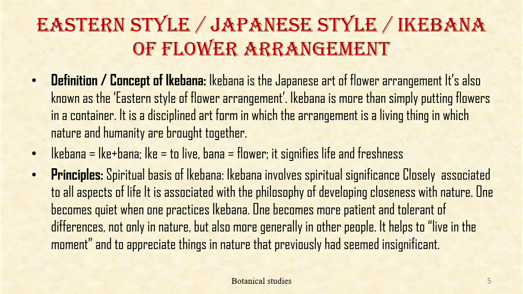Eastern style is also called Japanese style or ikebana of flower arrangement. Definition and concept of ikebana. Ikebana is the Japanese art of flower arrangement. It is also known as Eastern style of flower arrangement. Ikebana is more than simply putting flowers in a container. It is a disciplined art form in which the arrangement is a living thing in which nature and humanity are brought together. Ikebana is the combination of Ike plus Bana. Ike means to live and Bana means flower. It signifies life and freshness.